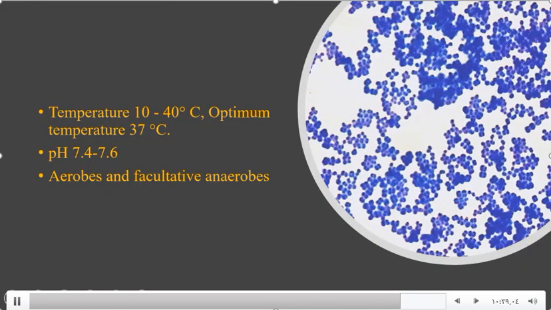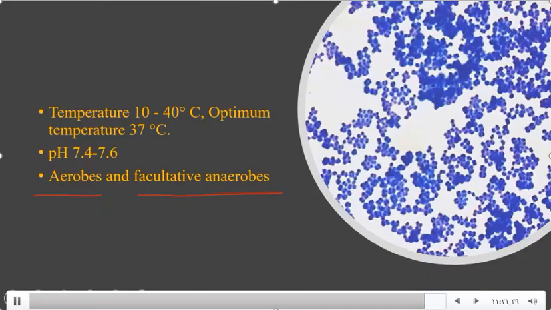Now, at what temperature can the bacteria survive? Staphylococcus aureus has a wide range of temperature in which it can survive. It can survive from 10 to 40 degrees centigrade, whereas the optimum temperature is about 37 degrees centigrade. The pH requirement is about 7.4 to 7.6. Similarly, it is an aerobe as well as a facultative anaerobe. That means it can survive in the presence of oxygen as well as in the absence of oxygen.